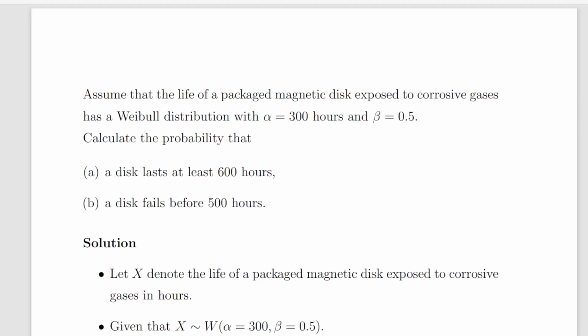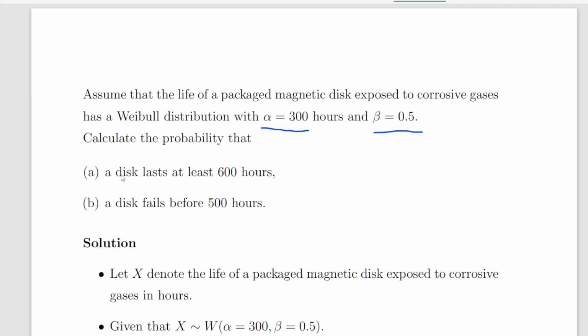Okay, in this presentation we are going to look at the Weibull distribution. So here what we have is a worked example related to a packaged magnetic disk. Assume that the life of a packaged magnetic disk exposed to corrosive gases has a Weibull distribution with alpha equals 0.3 and beta equal to 0.5. Those are the two key values that we're going to use there. Alpha, I believe, is the shape parameter, and beta here is the scale parameter.